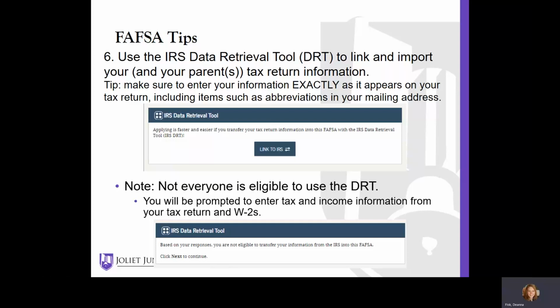Some people will not be eligible to use the data retrieval tool. For instance, if you've recently gotten married or if your parents filed a tax return with the status of married filing separately. You will be prompted to enter your tax and income information manually from your tax return and W-2s instead.